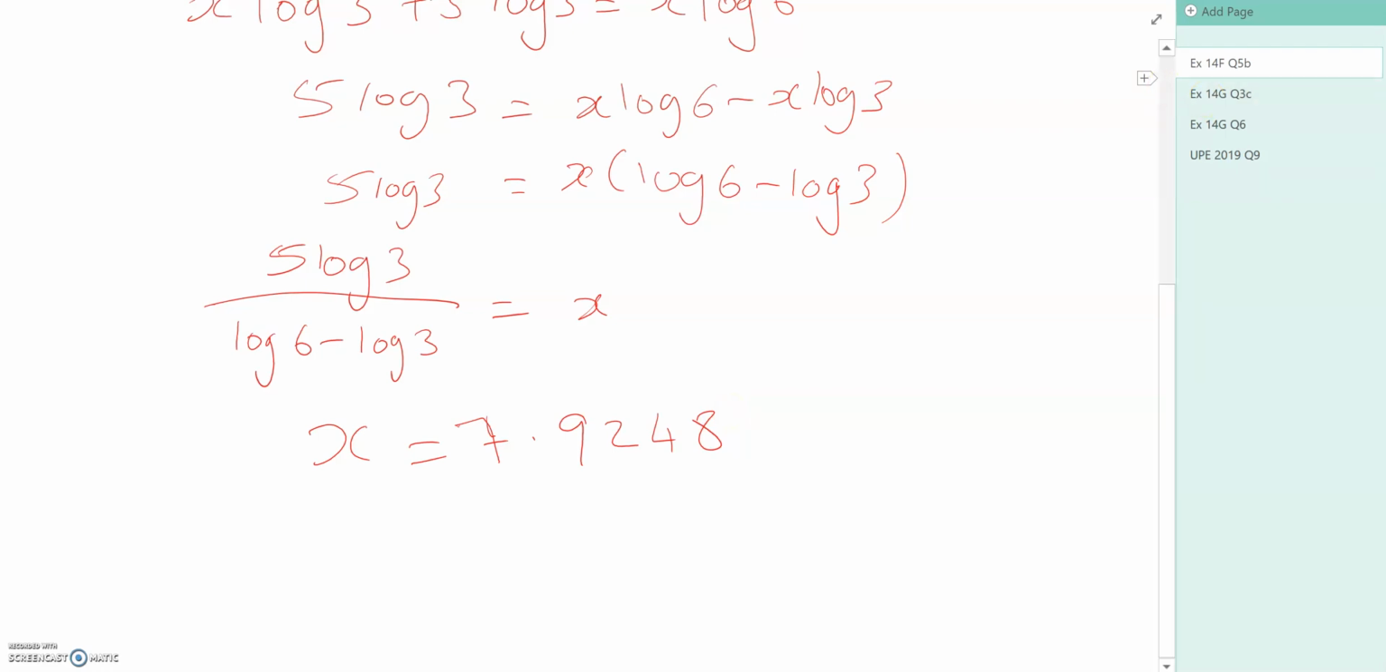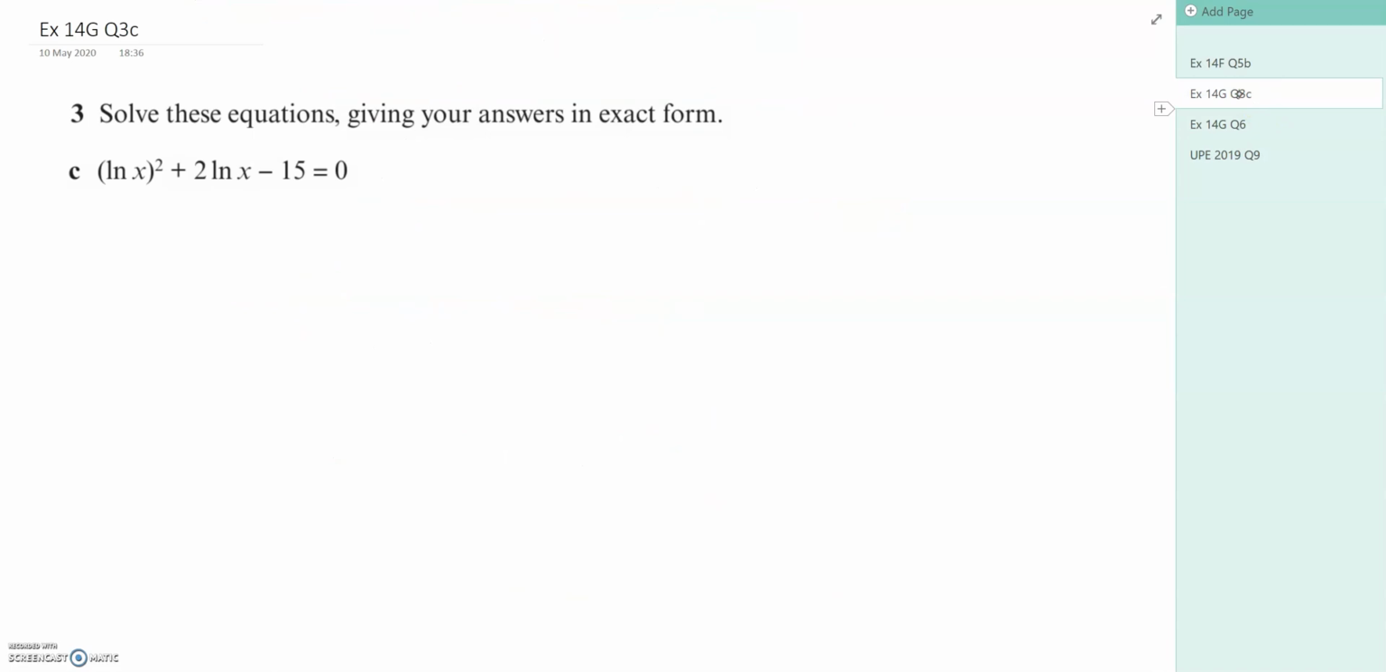Now the next question that I've picked to do is 14G question 3C. By the looks of it, it looks like a quadratic. It's got something squared in there. So I'm going to let y equal ln x. If I do that, then you get y squared plus 2y minus 15 equals 0.